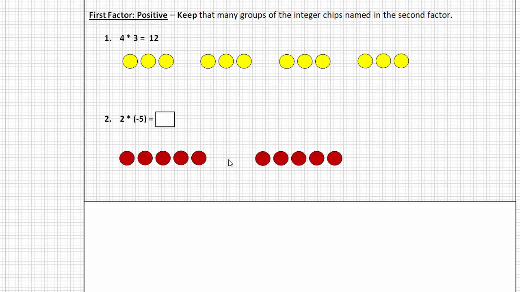All right, so here's our first group of 5 negatives, and our second group. Because this first integer is positive, we're going to keep all of this, and all together we have negative 10. So 2 times negative 5 is negative 10. So in our first 2 examples, we looked at problems where the first factor is positive, and so we kept that many groups of the integer chips named by the second factor. Let's look at 2 more examples.